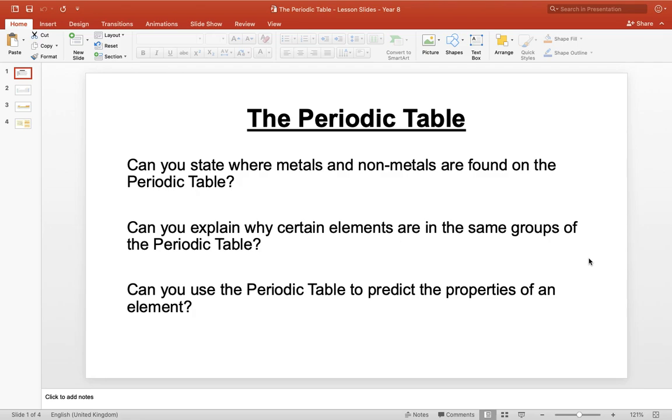By the end of this session you should be able to state where metals and non-metals are found on the periodic table. You should be able to explain why certain elements are in the same groups of the periodic table, and you should be able to use the periodic table to predict the properties of an element.